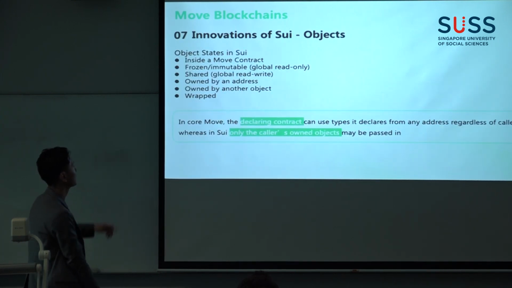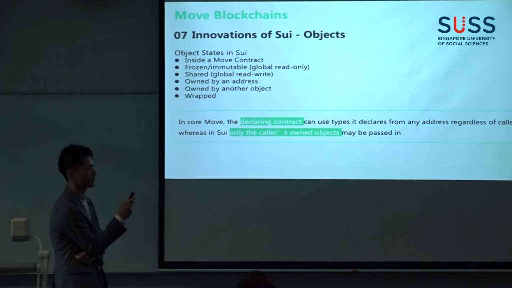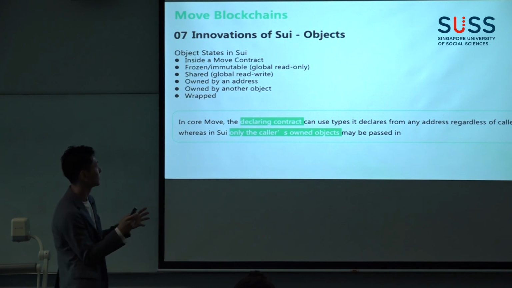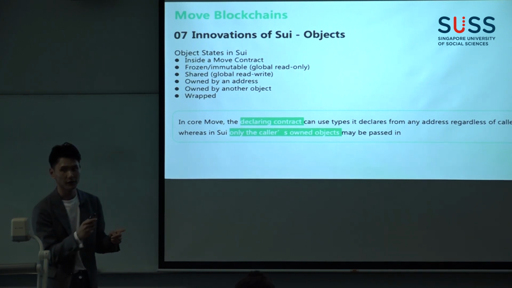Now, object states in Sui. There are different states that an object can have. It can be inside a Move contract, it can be frozen and immutable, or it can be shared. If it's inside a Move contract, that means it's inside the module. And if it's frozen and immutable, that means it's global read-only. But it can actually be passed by anybody.